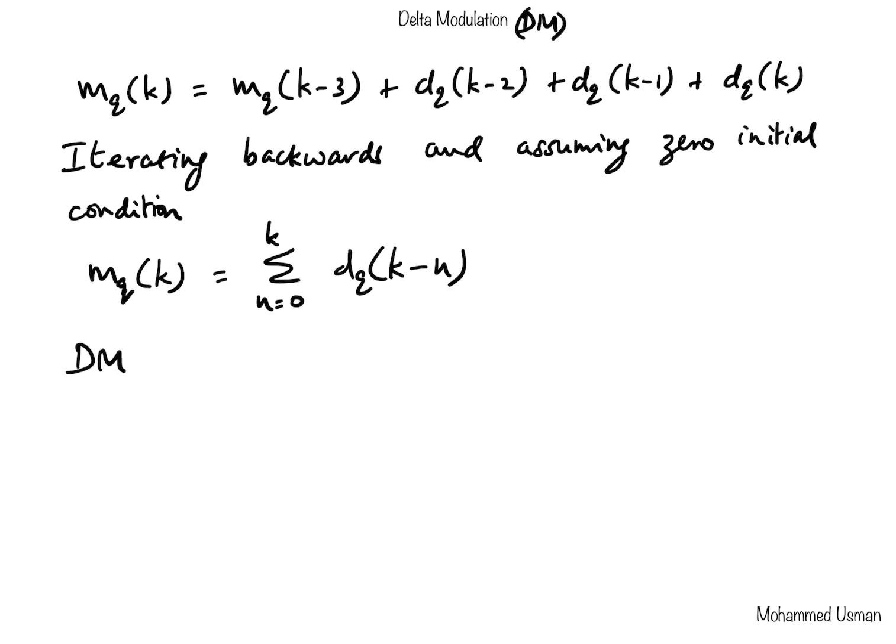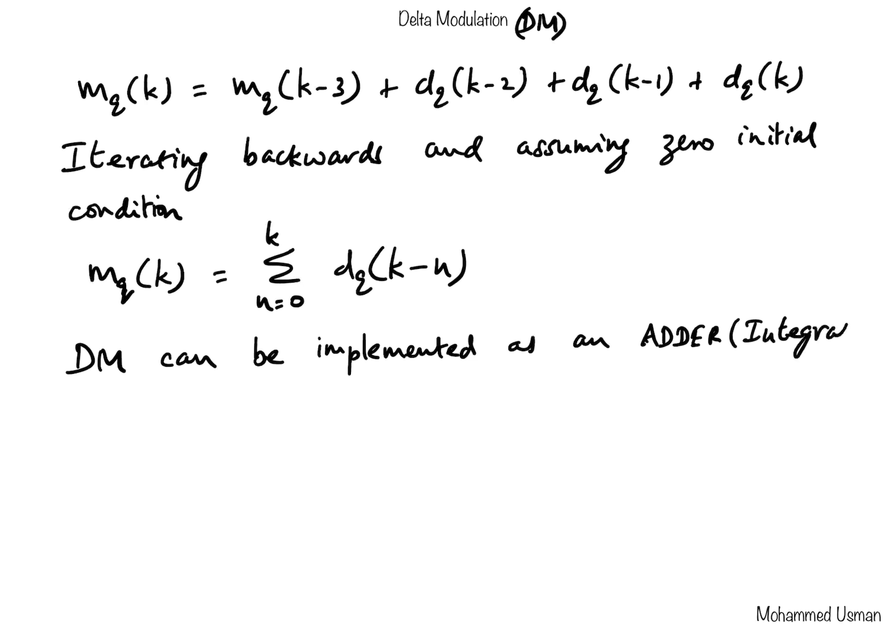So delta modulator can be implemented as an adder, or in terms of the electronic implementation we call it also an integrator, at the receiver side. So that's our first observation.